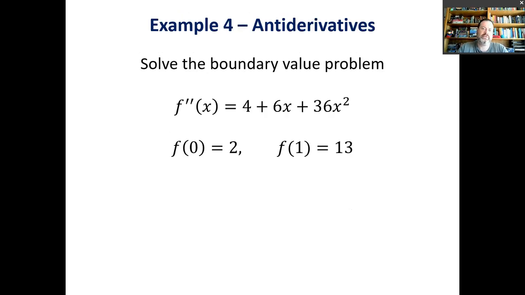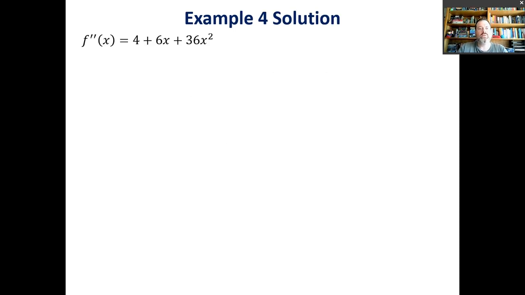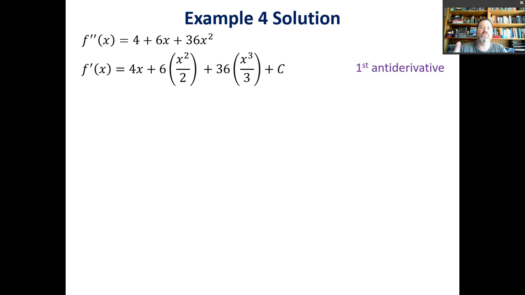So here's a good example. So here we have information about a second derivative. And we know that the function passes through these 2 points. So how do we solve it? Well, there's our function. First thing you do is you do one antiderivative. So this is just a 4. So what function gave me a derivative of 4? Well, it's 4x.